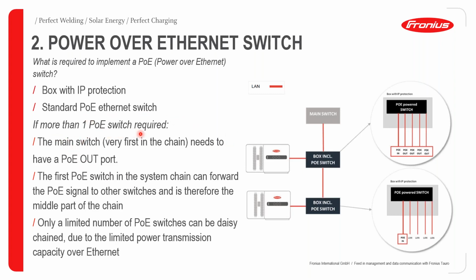If you have more than one PoE switch required, then the main switch, which is the very first in the chain, needs to have a PoE out port. So we're talking about the switch over here. The first PoE switch in the system can forward the PoE signal to other switches and is therefore the middle part of the chain. Only a limited number of PoE switches can be daisy chained due to the limited power transmission capacity over Ethernet. So if you are going to use a switch, please do take note of these 3 points.